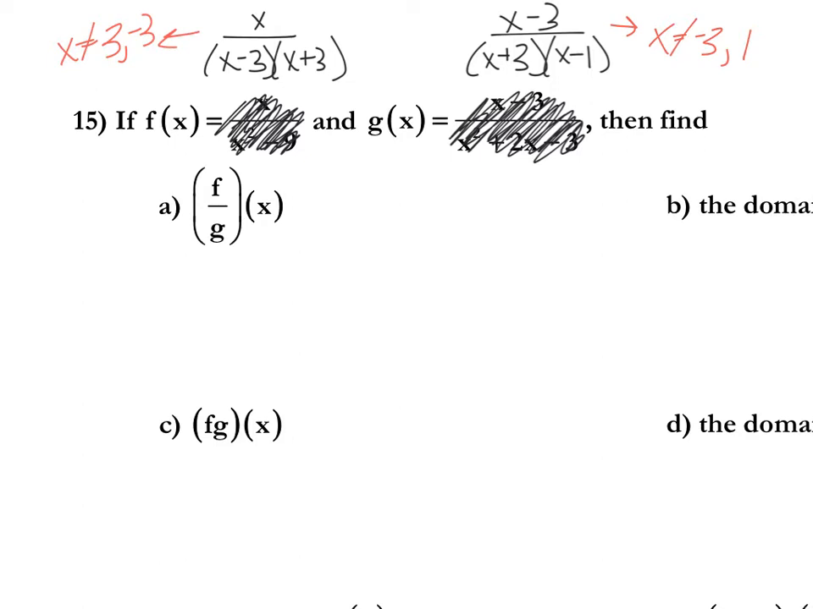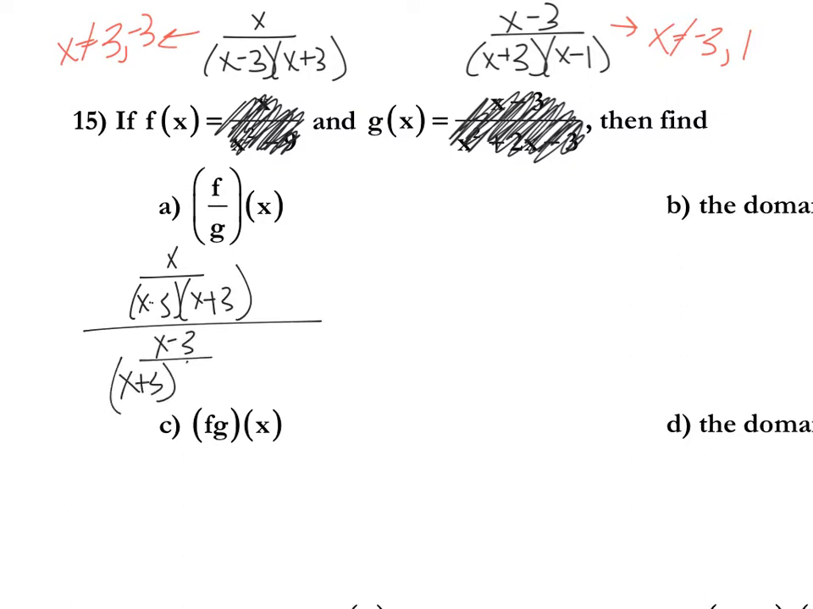Okay, so look, they both have in common the fact that you can't have negative 3. So if you think about these two rules of these equations, they both have one rule in common. This one has a different rule and this one has a different rule. So when I do f of x over g of x, that's taking my f equation, which is x over x minus 3, x plus 3, dividing it by the g equation, which is x minus 3 over x plus 3, x minus 1. And remember, when you divide fractions, that means that you keep the top and you flip and you multiply by the denominator.